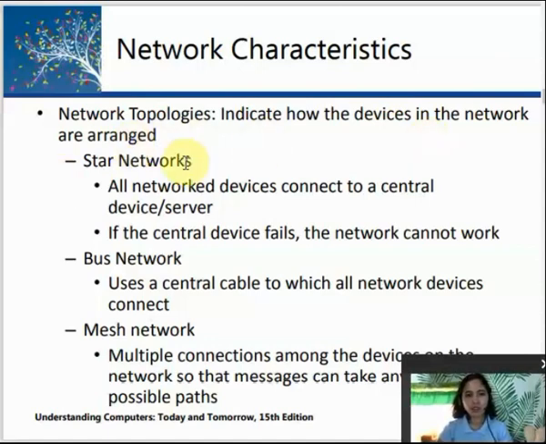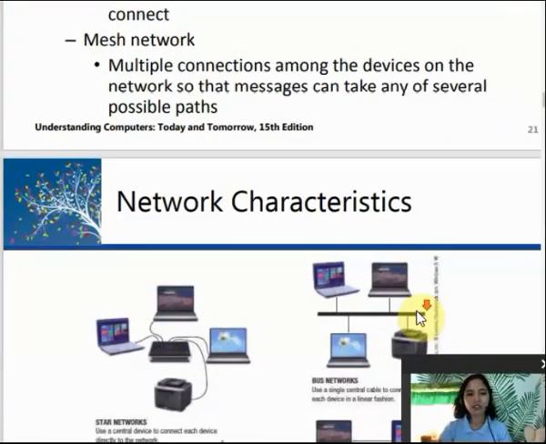We have star network, bus network, and mesh network. For a star network, the devices are connected to a central device or server. So it got its name, star. For bus, it uses a central cable to which all network devices connect. And for mesh, there are multiple connections among devices on the network so that messages can take any other possible path. So, this is an example of these network topologies.